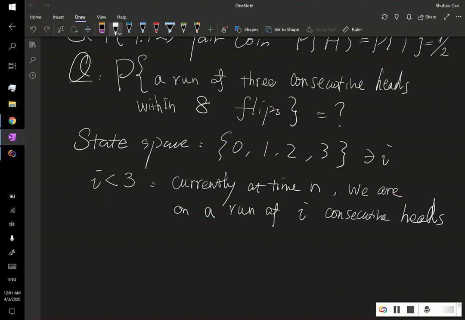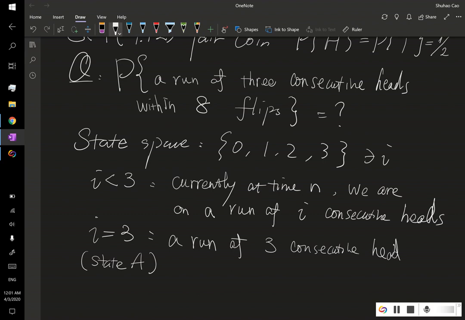All right. And then if i equals 3, this is our state A in the previous video, but in this video we're just going to say this is i equals 3. It means a run of 3 consecutive heads has already occurred.